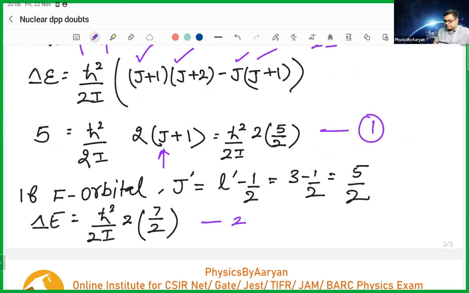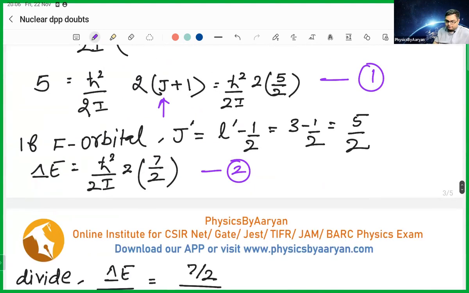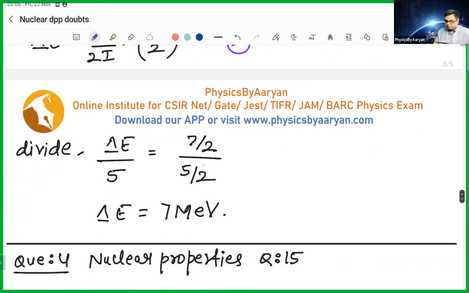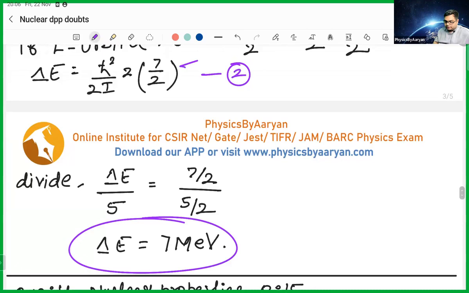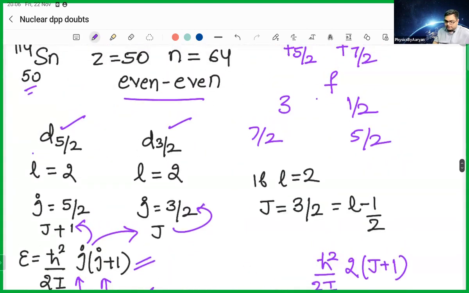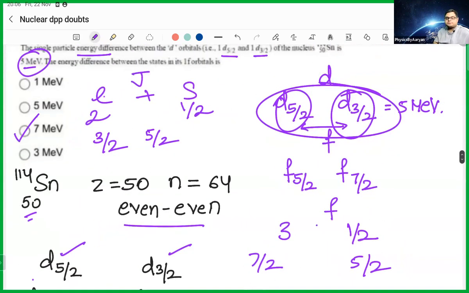So one equation I get is this second, and one I already got is the first. Now I divide them. I will get delta E by 5, and then 7 by 2 divided by 5 by 2, where the 2 cancels and the 5 also cancels. So the only thing left is 7 MeV. That is why your answer to this question is 7 MeV, which is option C.